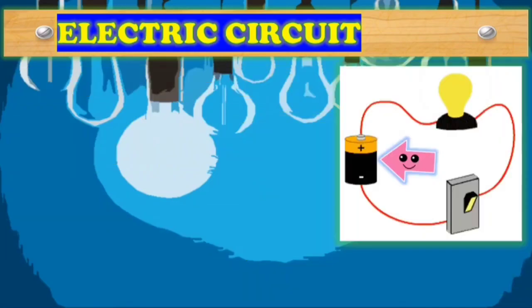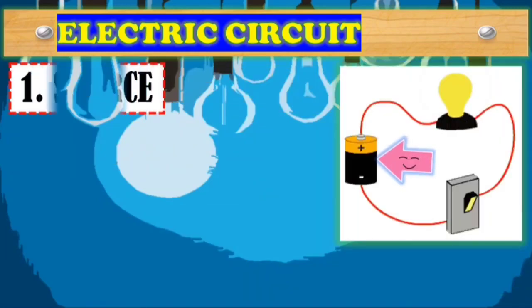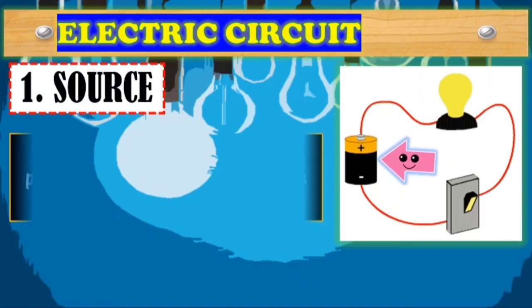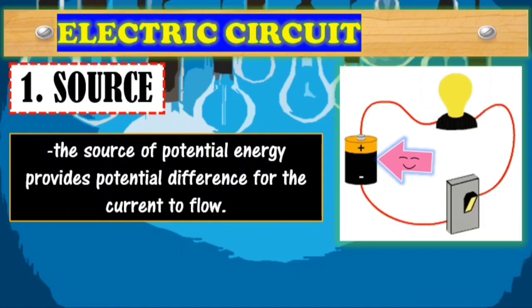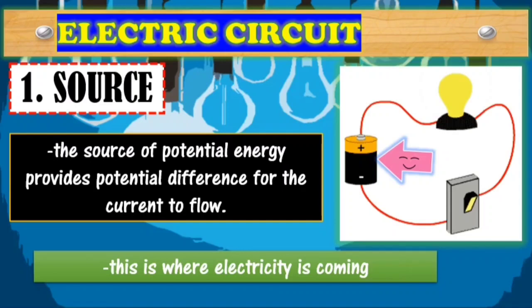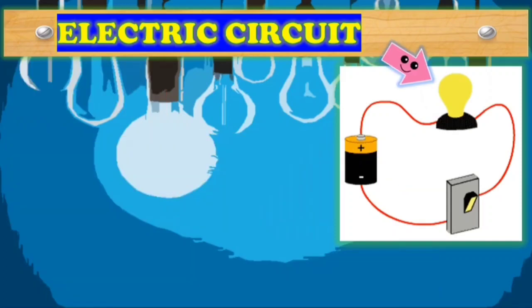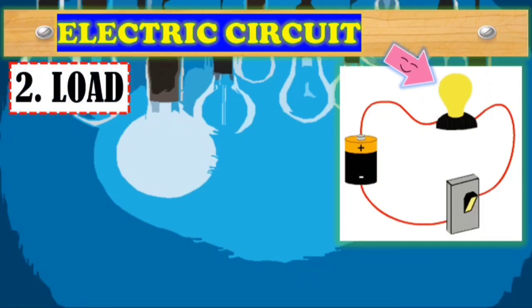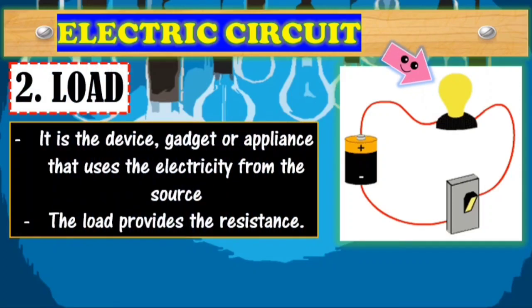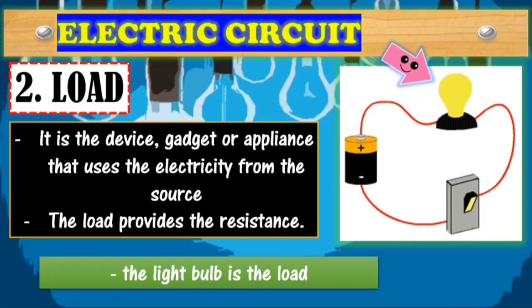So let's discuss one by one. The first one is the source. The source of potential energy provides the potential difference for the current to flow. This is where electricity is coming from. Examples of this source are the battery or a generator. Number two important part of an electric circuit is what you call the load. It is the device, gadget, or appliance that uses the electricity from the source. The load provides the resistance. So, the load there is the light bulb.